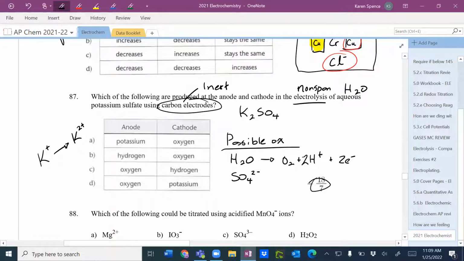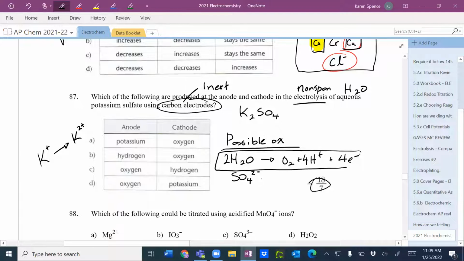Maybe 4 and a 2. I'm not really balancing this. I'm not going to worry about it, but that looks not too bad. Maybe 4 electrons. Yeah, 4 electrons. I think the one on the chart is half of that, but that's okay. All right, so this one wins over sulfate.